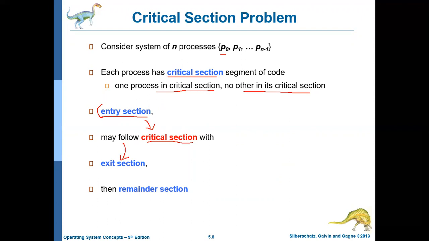In the exit section, it will ensure that this process has completed executing the critical section, and also it will make sure that some other process can now enter into the critical section. So that part of the code will be executed in the exit section. The code that follows the critical section is called the remainder section. That is, it is not critical section code. So this is how a typical critical section code will look.